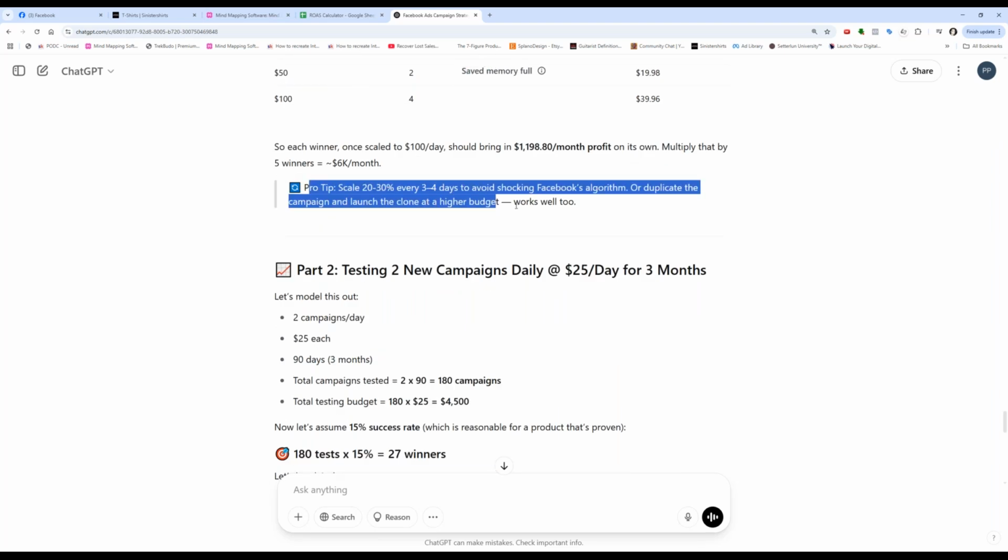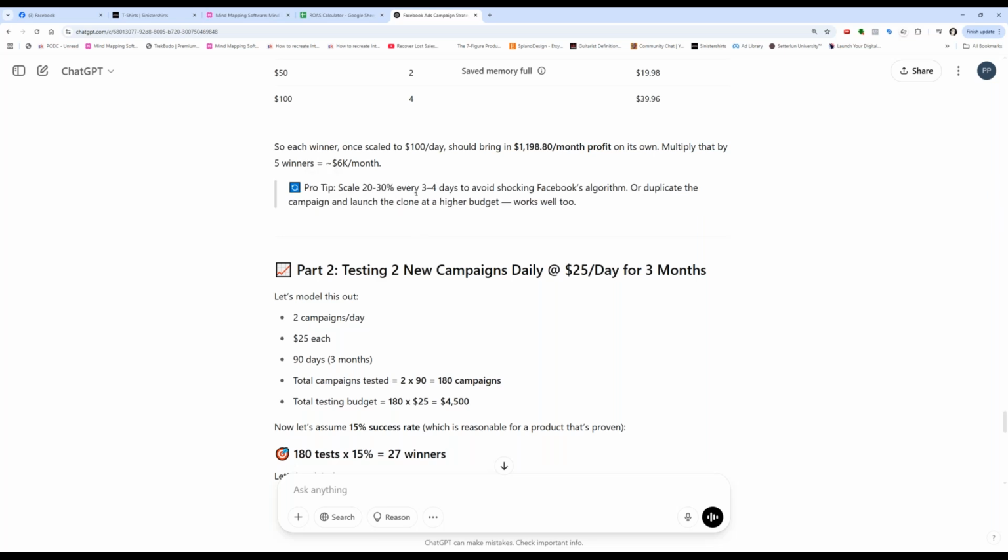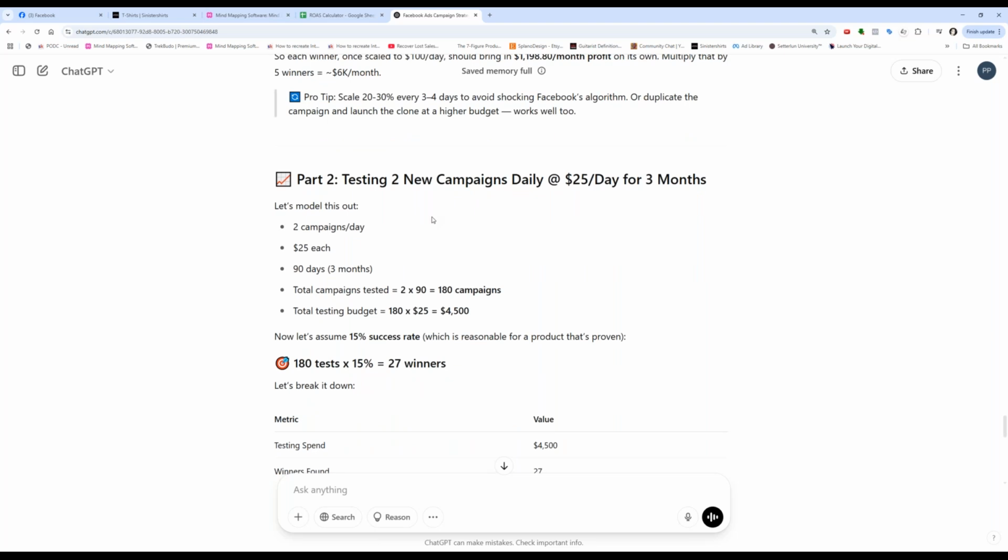And then here's something too. They know this. Pro tip, scale 20 to 30% every 3 to 4 days to avoid shocking Facebook's algorithm, or duplicate the campaign and launch the clone at a higher budget. Works well too. That is what I do. I've never told AI that was a huge part of my method. They told me, which was me. I don't know if they're reading my mind or what, but it just blows my mind.